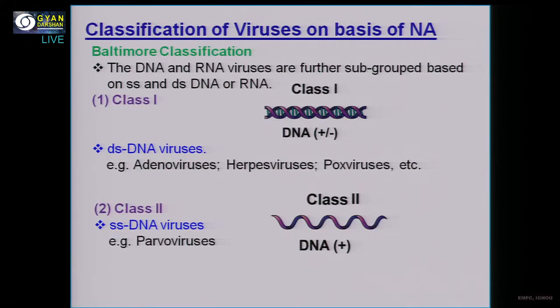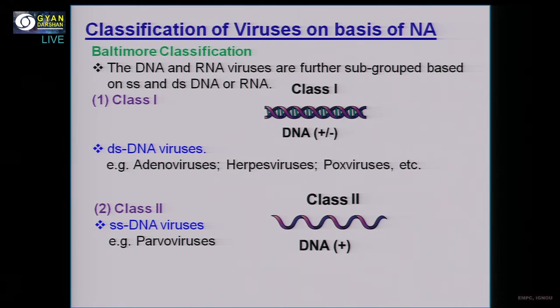Another thing I want to discuss is how to classify the viruses on the basis of the nucleic acid. It is a very important, well-known, well-documented classification of the viruses, known as the Baltimore classification. The DNA and RNA viruses are further subgrouped based on single stranded and double stranded genomes. So you can classify them into 7 classes of viruses.